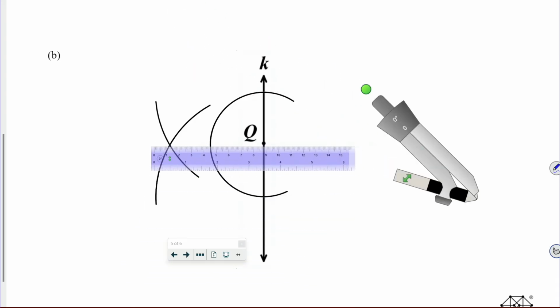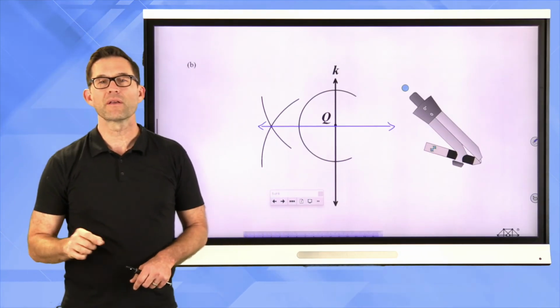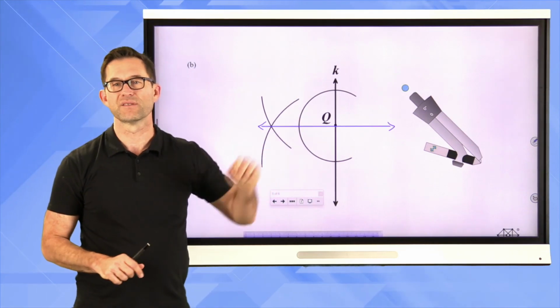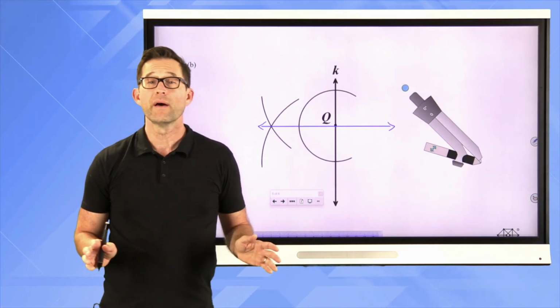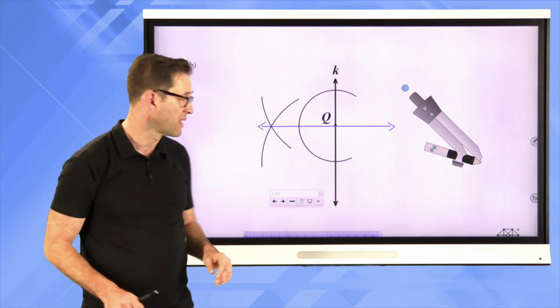Bring my straight edge in, and pretty close. Almost made it right through Q. There we have it, right? A perpendicular line to K that passes through Q. I really want to emphasize no different than what we started the lesson with in terms of bisecting an angle.